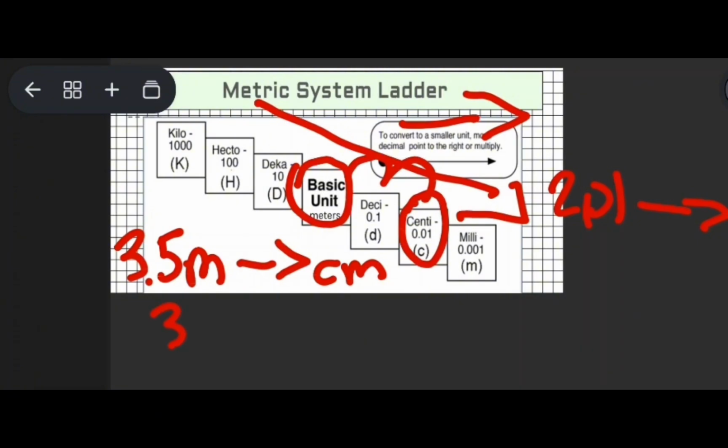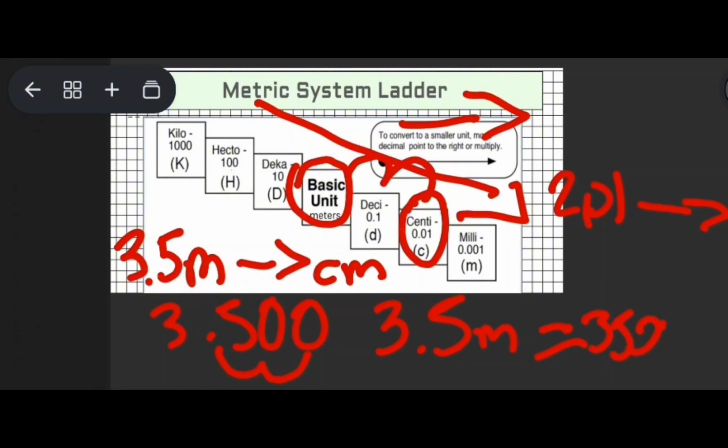So that would be 3.5. Now let's count. 1, 2. And for the empty spaces, we just fill it in with zeros. So 3.5 meters is equivalent to 3,500 centimeters.